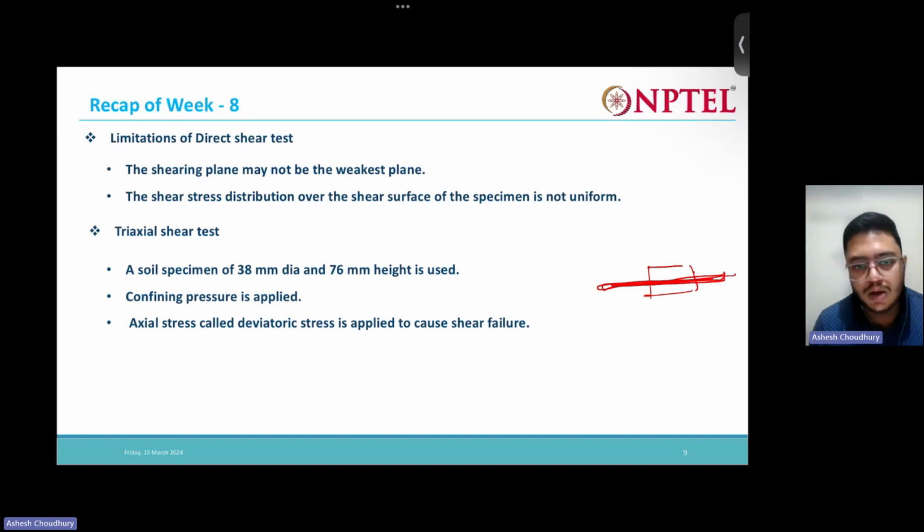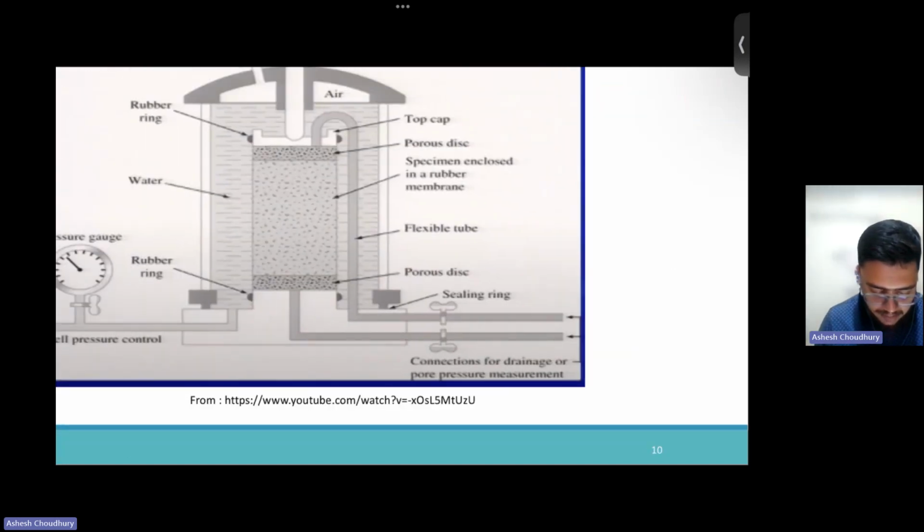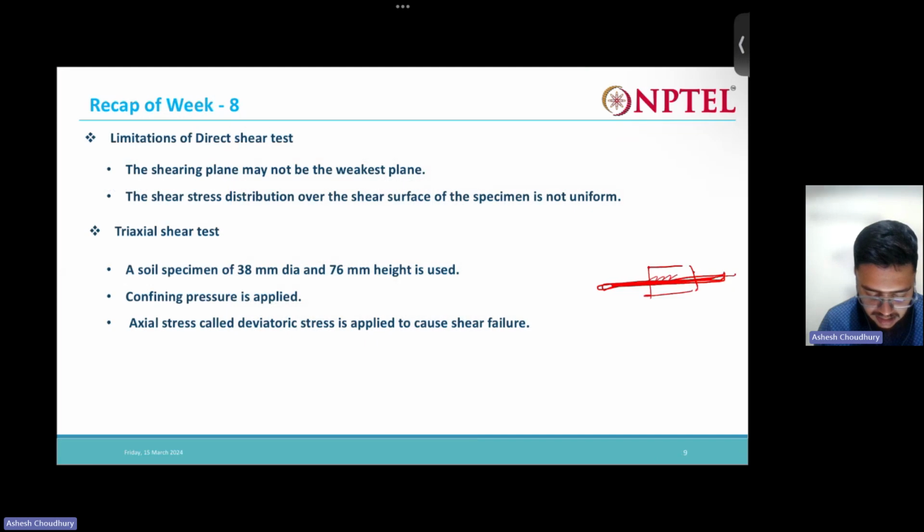And one more limitation is that the stress distribution over the shear surface of the specimen is not uniform. The soil is sheared along this surface, right? So along this surface the shear stress distribution is actually non-uniform. That is one more limitation. To overcome these limitations, we can do a more advanced test. It is the triaxial test.